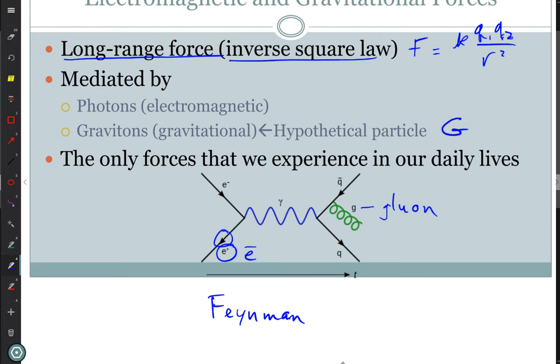So if they come together, they annihilate, and what did they create? A photon. This gamma is our symbol for the photon. And then that gamma decayed. What do you suppose Q stands for?